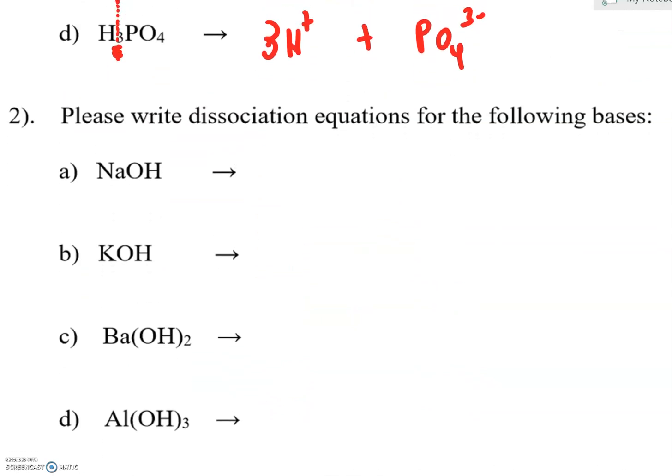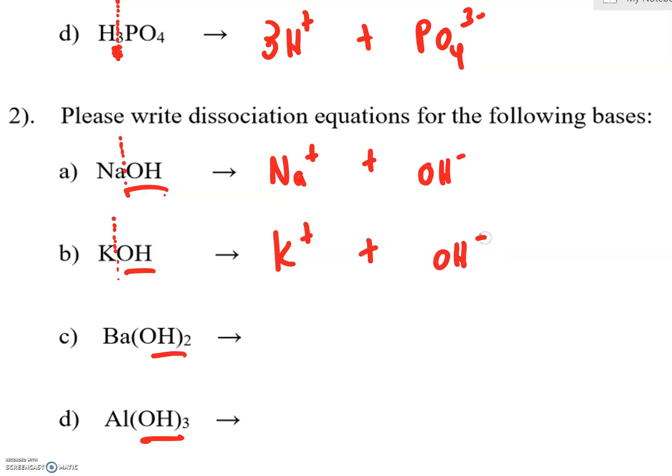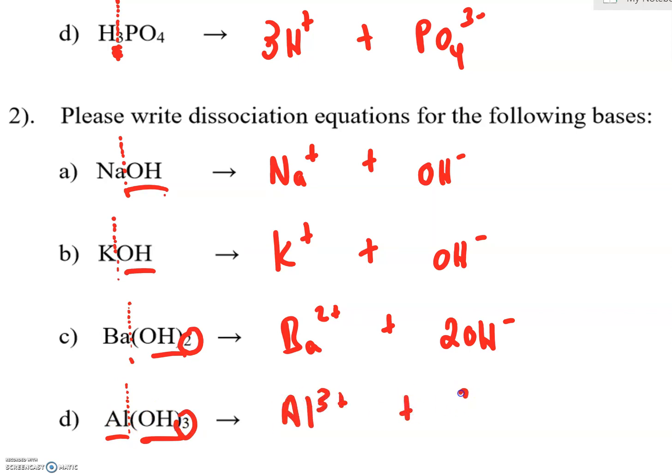These are bases, which means they produce OH. Notice they all have it. So we're going to dissociate it right down the middle. Sodium hydroxide dissociates into sodium and hydroxide. Potassium hydroxide dissociates into potassium and hydroxide. Barium hydroxide dissociates into barium, and you see it right there, 2 hydroxides. And finally, aluminum hydroxide dissociates into aluminum and 3 hydroxides. Okay?